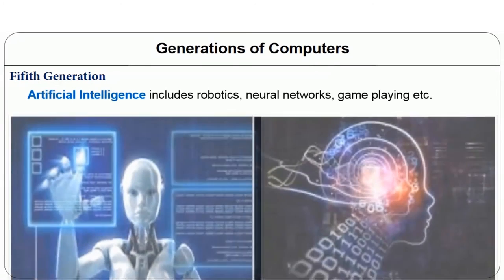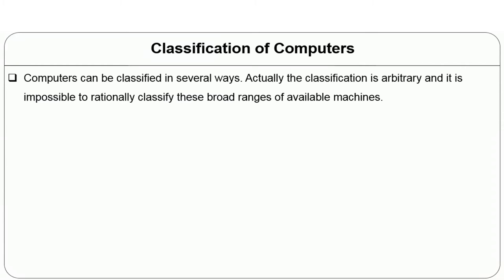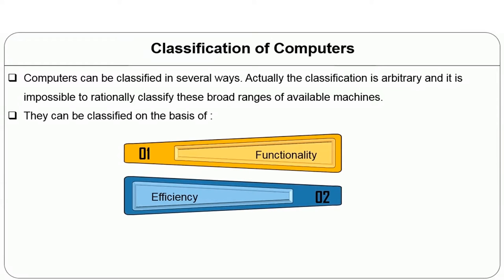Artificial intelligence includes robotics, neural networks, game playing, etc. Now, after looking into the generations of computers, let us see the classification of computers. Computers can be classified in several ways. Actually, the classification is arbitrary and it is impossible to rationally classify these broad ranges of available machines. But they can be classified on the basis of functionality, efficiency, and mode of use.